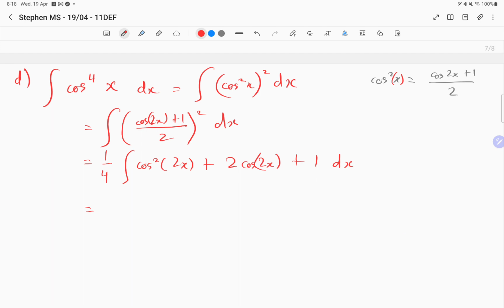So at this point, we need to get rid of cos squared of 2x. So it's cos 2x and then everything squared. Let's see which identity I'm going to use. Like a double one.